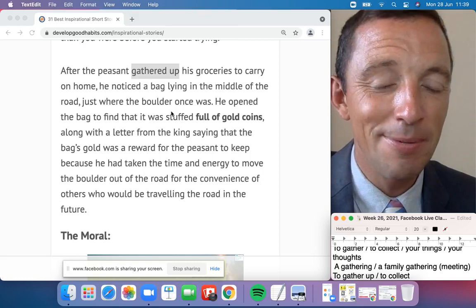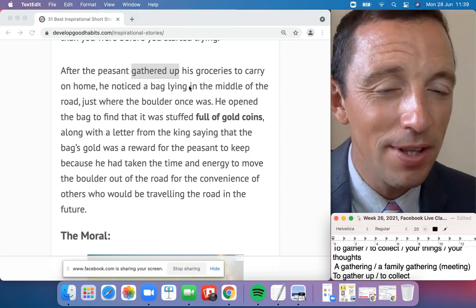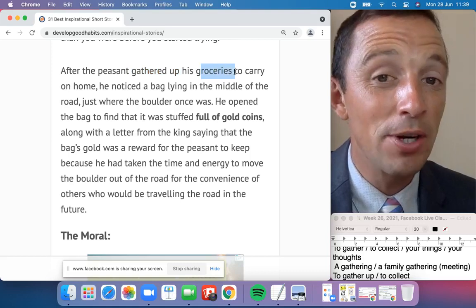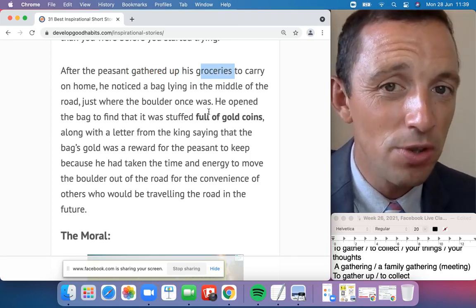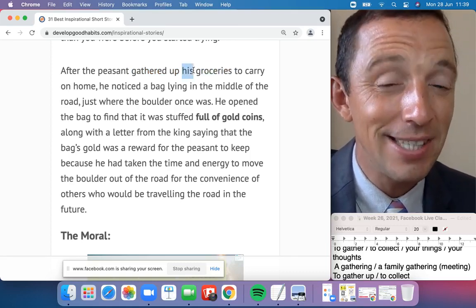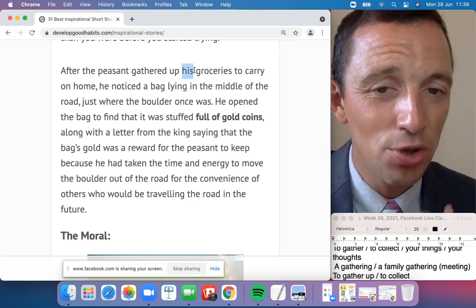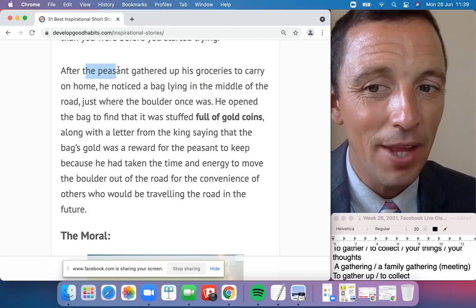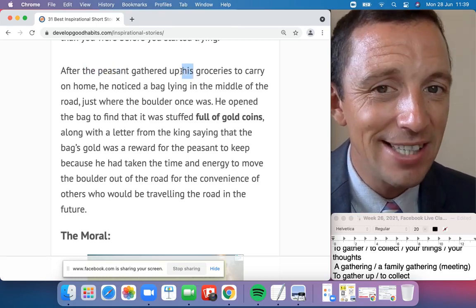So maybe I think he dropped the bag, but after the peasant gathered up his groceries, remember the groceries are like the vegetables, the fruits, the bread, the milk, and this is the possessive adjective, my groceries, your groceries, his groceries. So we know the peasant is masculine because it's his groceries.